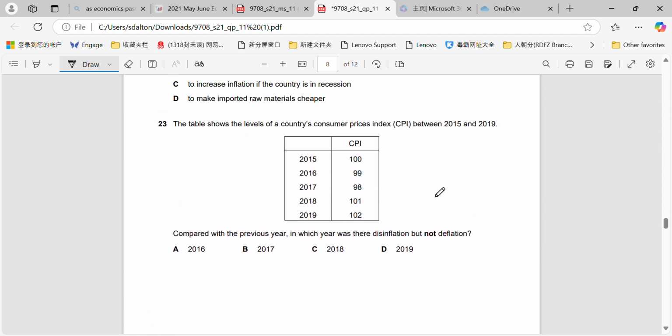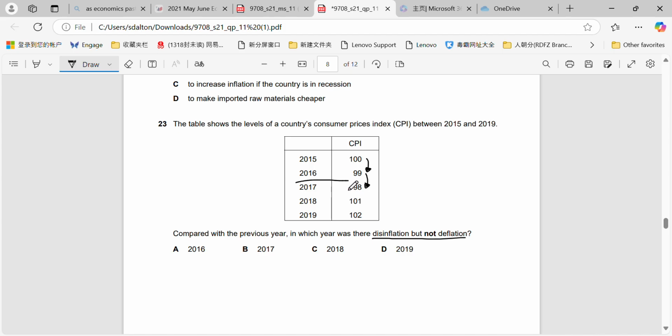Okay, 23. Table shows levels of countries' consumer price index between 2015 and 2019 compared with the previous year. In which year was there disinflation but not deflation? Okay, so deflation is when it's dropping here, right, and it's going to a negative figure. So there'd be deflation here in 2017 and 2016. Disinflation, remember, is when the price level is increasing, but it's increasing at a reduced rate. So disinflation is where the rate of inflation is dropping.